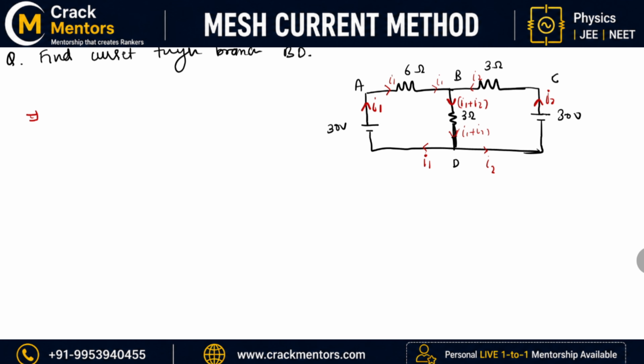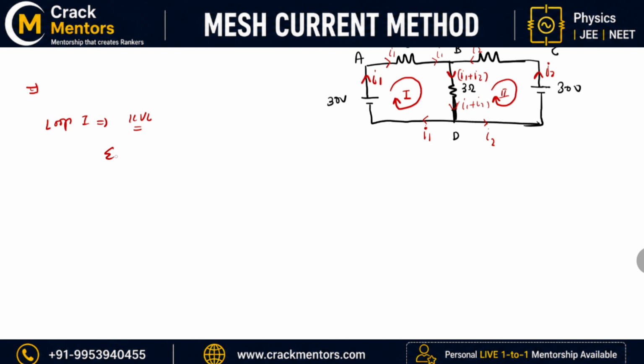Now what is the second step? The second step is to take loops and equate the values. Can I make a loop here? Definitely I can. So let us take that this is my first loop, loop number 1. And let us say that this is my second loop, loop number 2. So let's talk about loop 1, and I will be applying Kirchhoff voltage law here.